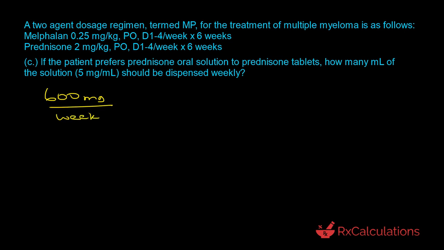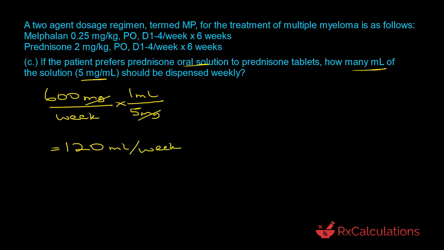And so since the patient prefers the oral solution to the tablet, then we want to make use of this concentration. So what that would imply then is we'll multiply this ratio by 5 milligrams of prednisone present in every single milliliter, and that will give us the volume component because we're interested in how many milliliters. The milligrams cancel out, and that is equal to 120 milliliters per week.